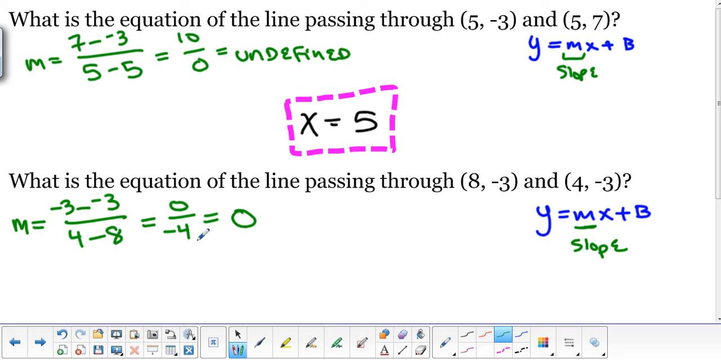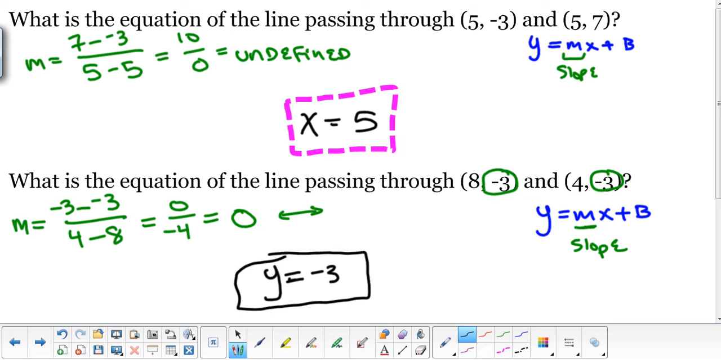What does that mean? That means the steepness of the line is 0. There is no steepness. So that means it would have to look horizontal. Come over here. What do you notice? The y is negative 3 and the y is negative 3. If the y is always negative 3, then your equation is y = -3. And that would be your final answer. This describes all of the points on the line. This describes how steep the line is.